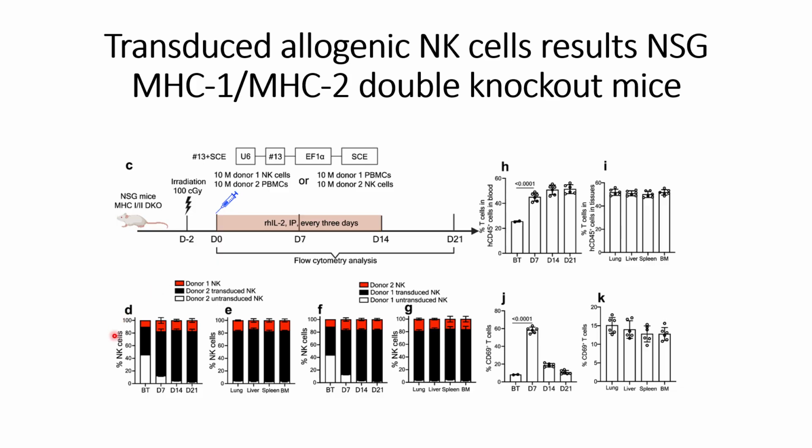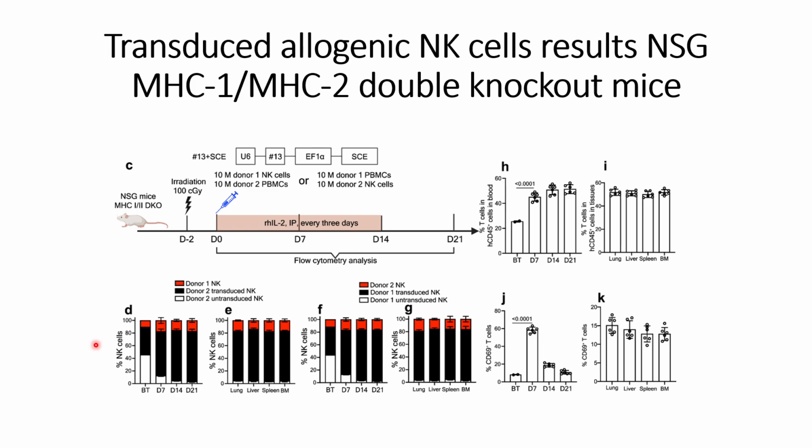And so in the first case, what they are able to see is the percentage of NK cells. Let me explain again. What have they injected in this case? This is panel D and E. They use donor 1 NK cells, donor 2 untransduced NK cells, donor 2 transduced NK cells, and the T cells of donor 1.